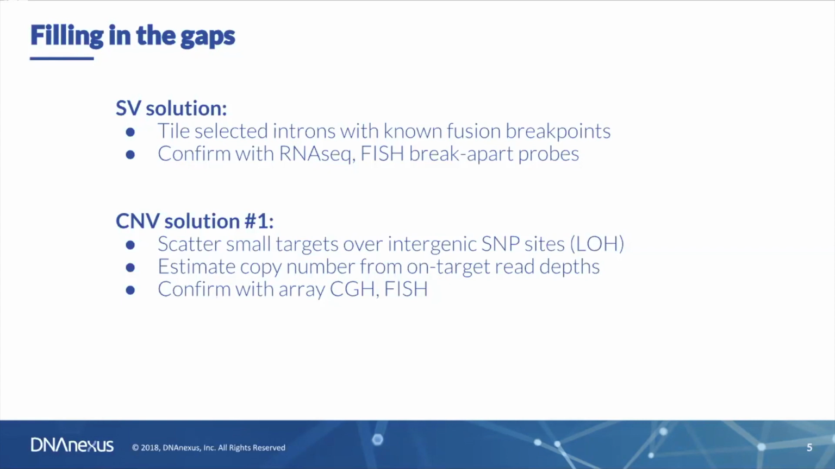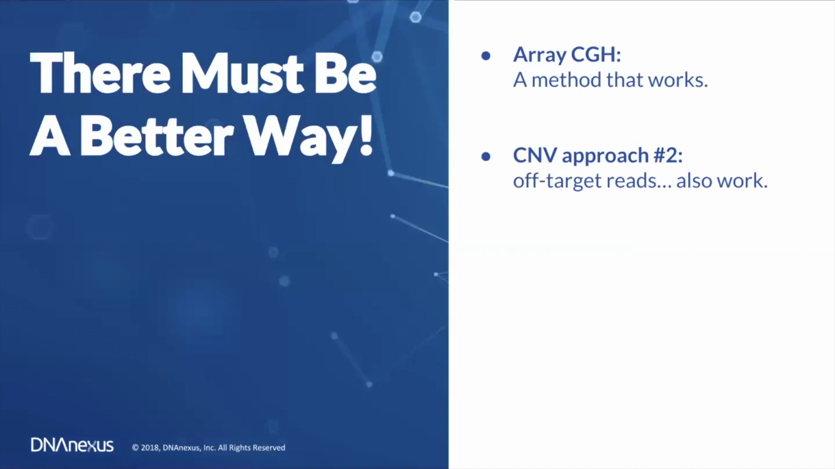Doing all of this is estimating copy number from the on-target read depths. These are the captured regions, either the exons of targeted genes or these scattered small targets. And if we have an ambiguous result, we can confirm it with array CGH or FISH. It's still not entirely satisfactory, though. So we're looking for a better way.